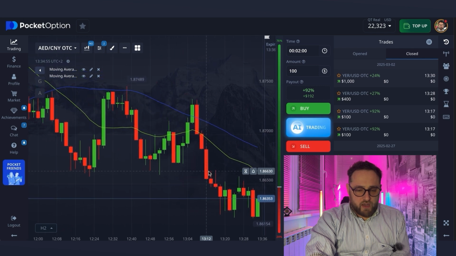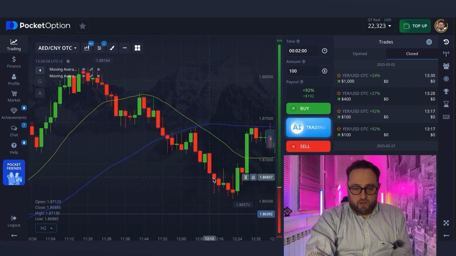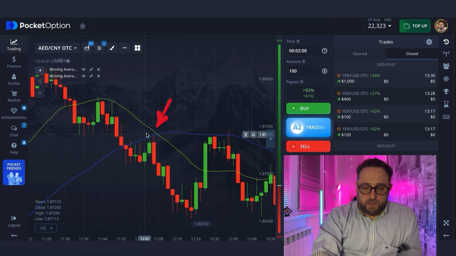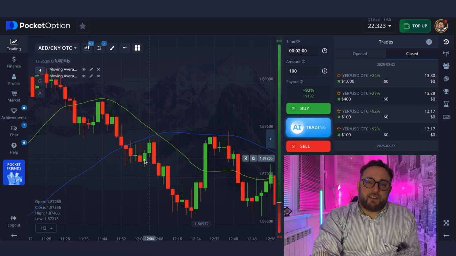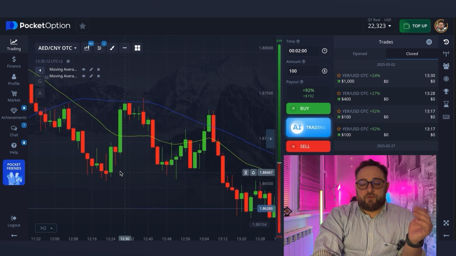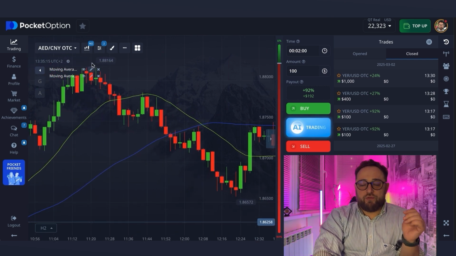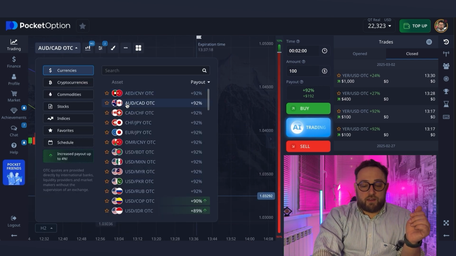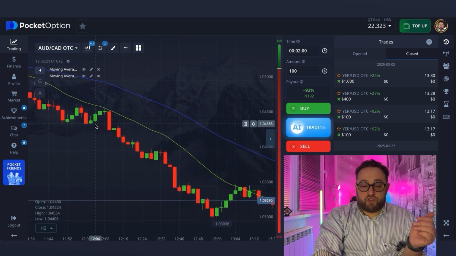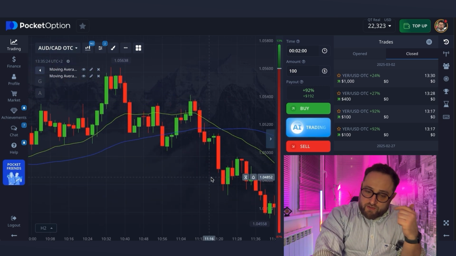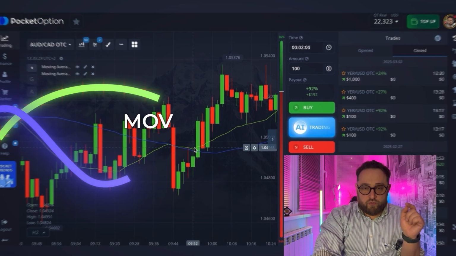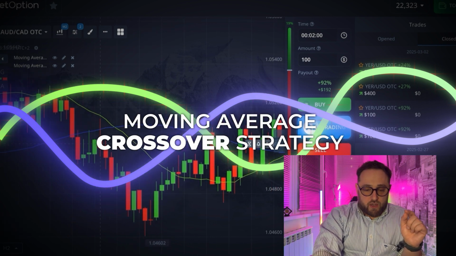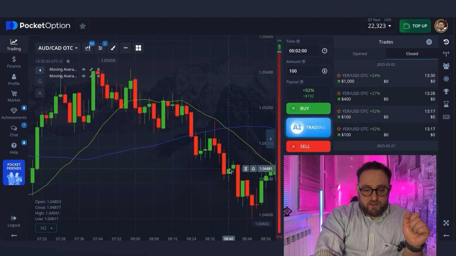Now let's break down how the strategy actually works. We're looking for crossovers, when the two lines intersect. That's where things get interesting. So what exactly is the moving average? It's a trend following indicator that helps smooth out price movements. It can act as a support or resistance line. It shows the trend, but today we are using it to spot trend reversals with the moving average crossover strategy.